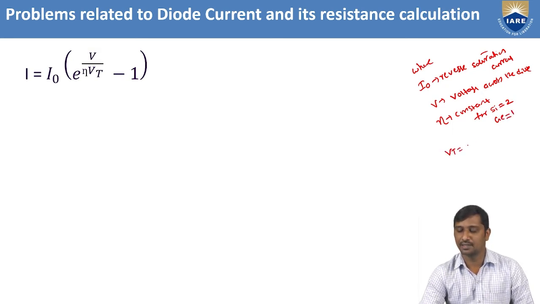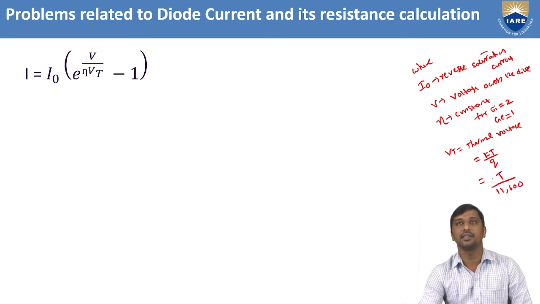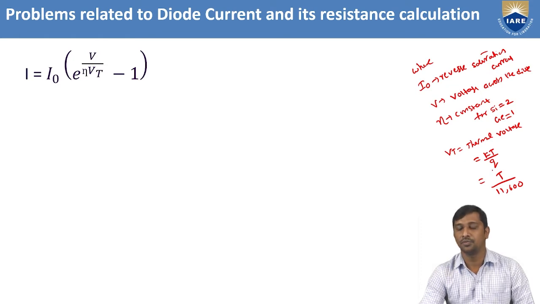Similarly, Vt is the thermal voltage, and it is represented by kT by Q. So it is also represented by T by 11,600. While substituting the K value and the Q value, where K is the Boltzmann constant and Q is the charge of an electron, it shows T by 11,600, where T is in kelvins.